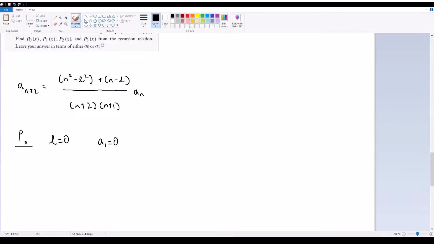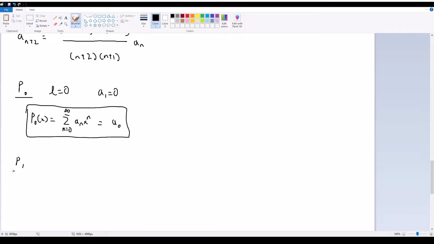If we use this recursive relation, right, if n is equal to 0 and L is equal to 0, then we have 0 plus 0 at the top. This top thing is 0. That means all successive terms after A0 are 0. Therefore, it truncates at A0. So therefore, A0 is the only non-zero term here. So therefore, P0 of x is just equal to the summation term that we defined earlier, an x to the power of n, which in this case is just A0. So there's your n equals 0 Legendre polynomial.